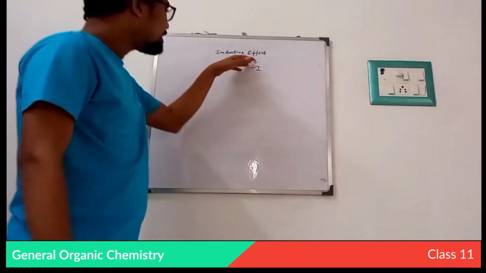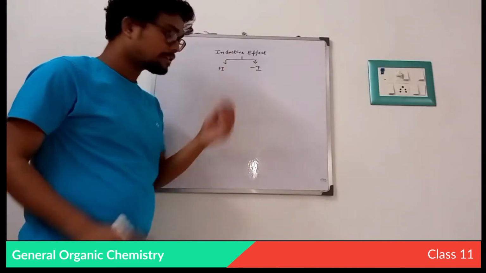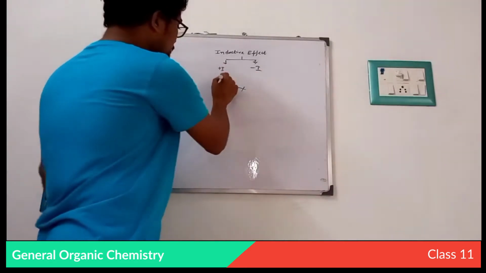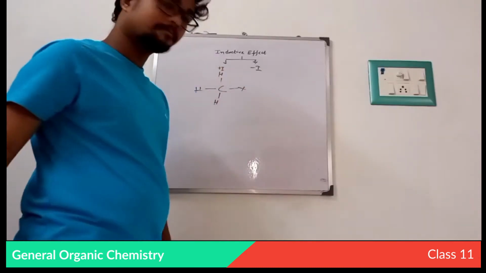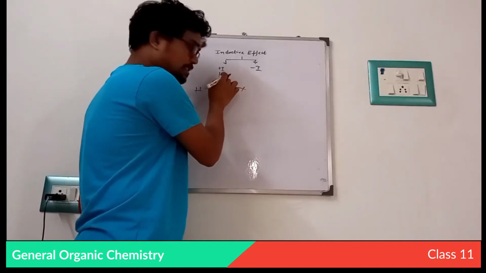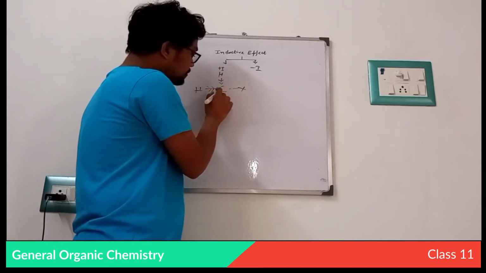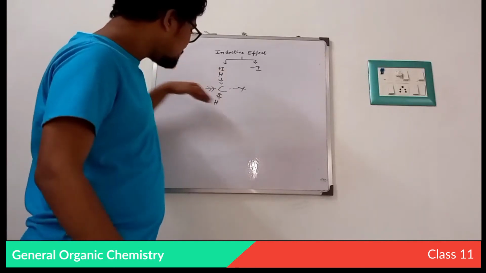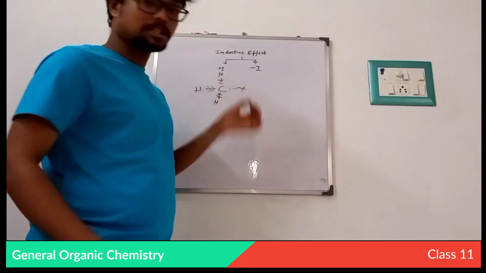Now what happened? The inductive effect can be classified into two parts: the plus side and the minus side. Suppose this is a C-X bond. Carbon is more electronegative than hydrogen, so it attracts the electron density towards itself. Now what happened? This carbon actually donates its electron density towards X.